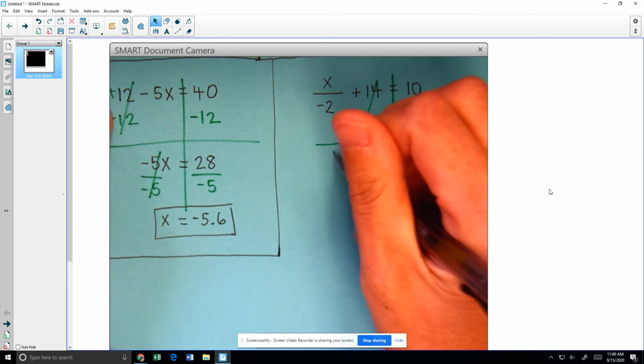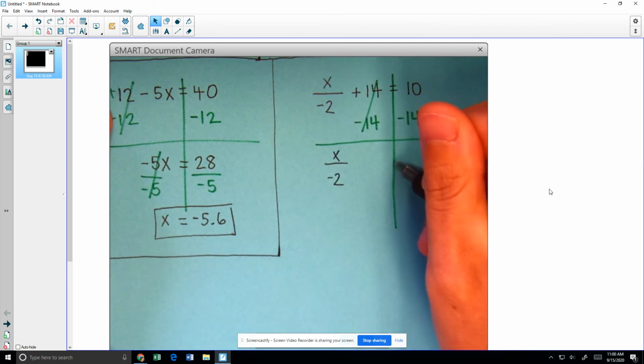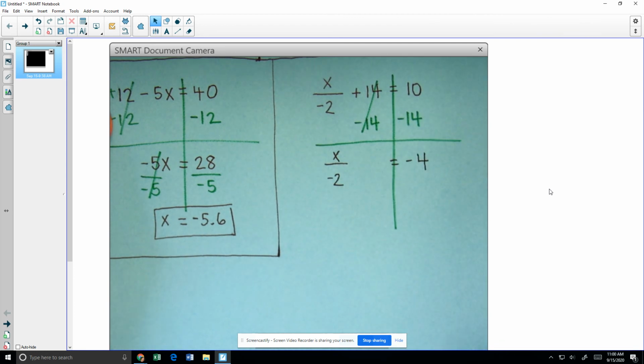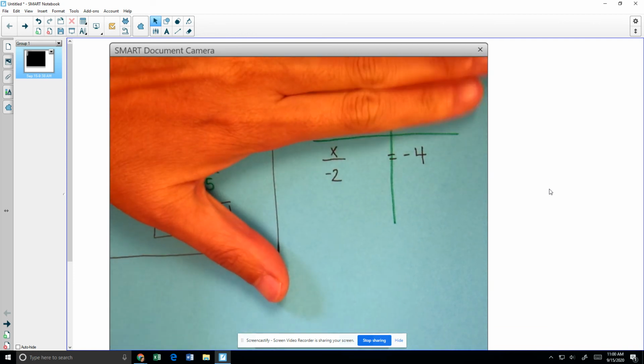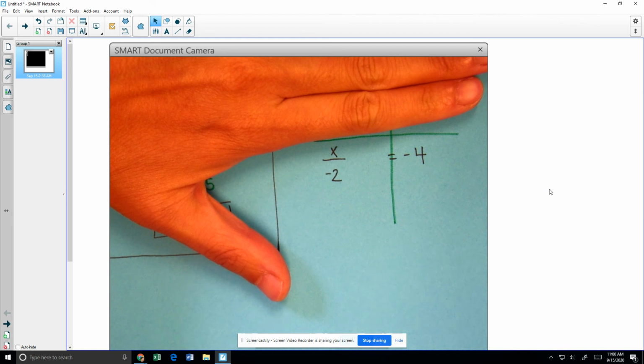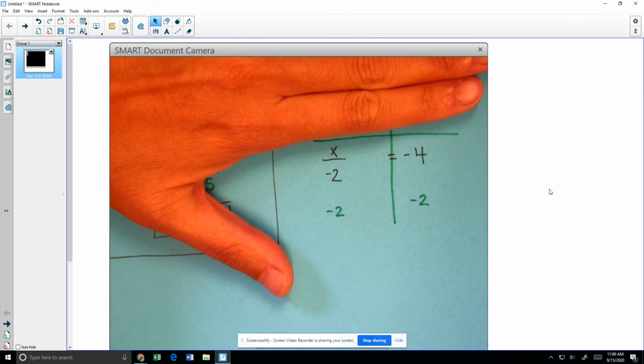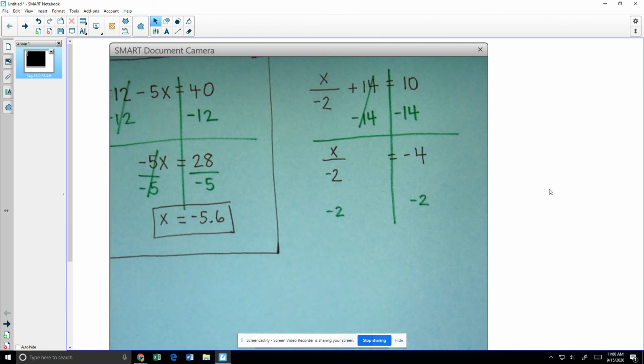So I still have x over -2 left over equals 10 minus 14. Use your calculator, okay? You don't have to use your brain. I mean, obviously use your brain to figure out how to solve it, but use your calculator for the computation of it. Okay, it's -4. Here's my new problem. I know that -2 still needs to move to the other side. We've been dividing yesterday and today. I'm not dividing the -2 today.